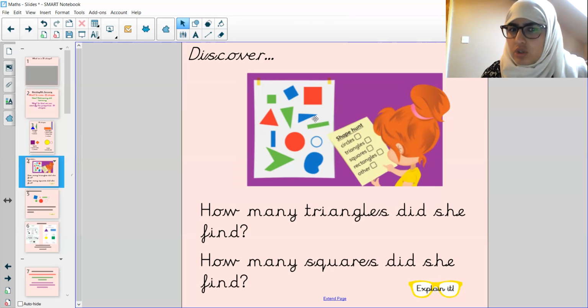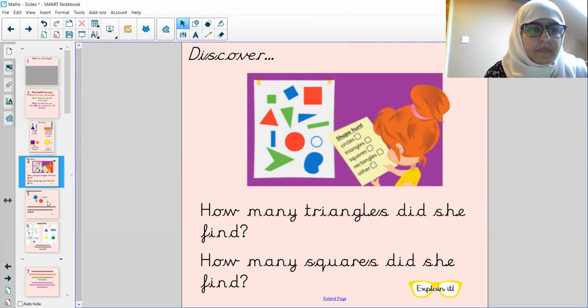We know these ones are triangles. Let's look at the top. 1, 2, 3, 4. 4 corners, that's what a square has. 1, 2, 3, 4, and they are all equal sides. So that one's a square, the blue one's a square, and the green one is a square too. But the different colours, does that matter though? No. Are the different sizes though? Does it matter? No, because the properties are still the same.